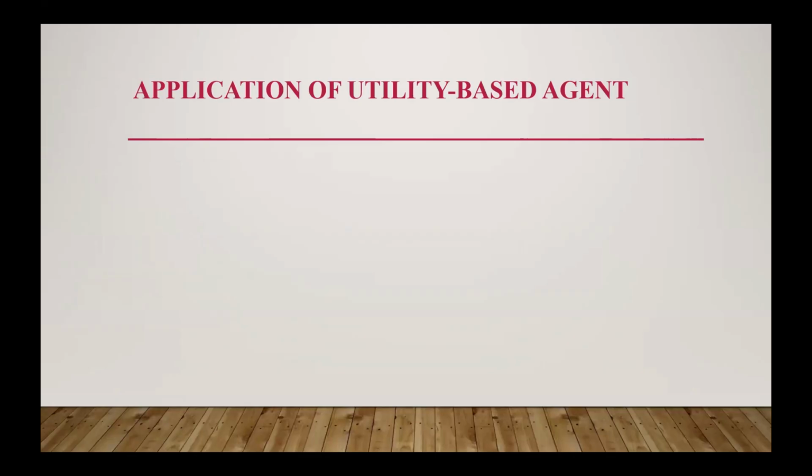First one is energy management. Here smart grids use utility based AI to balance the energy supply and demand. The agent considers factors like current usage, weather forecast, and renewable energy availability to optimize the distribution of the current and minimize the waste. So this is energy management, where we can think about our power supply.